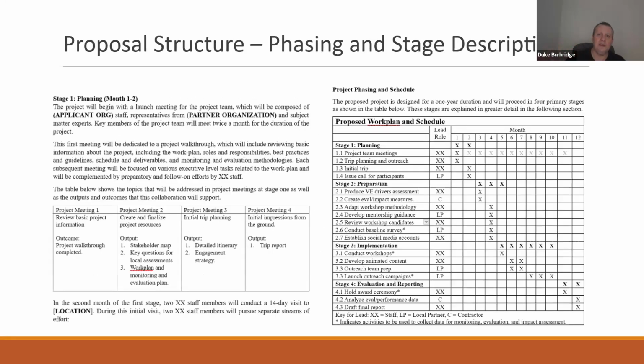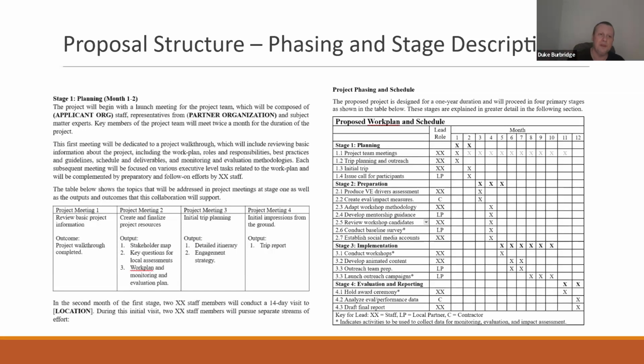Let's look at phasing and stage descriptions. This is for a 1-year project. A 1-year project had almost a page-long work plan. You want to make sure that it's clear, that it can be understood, and that it's comprehensive in the work plan, that you're identifying who's leading the role, who's leading the activity. Sometimes you want to have actually a lead role and a supporting role so you can show which organization is taking part in what activity.